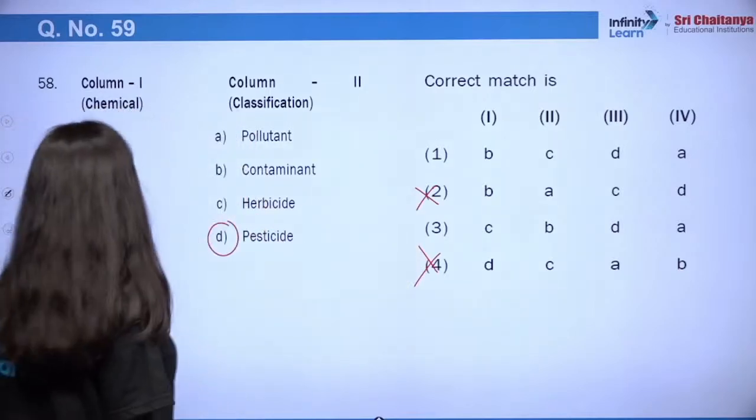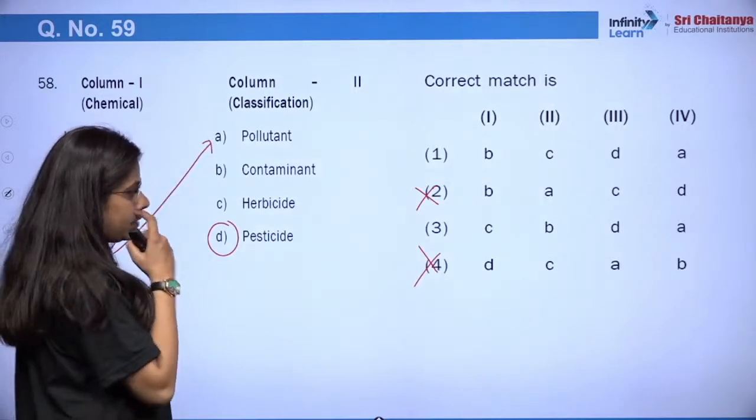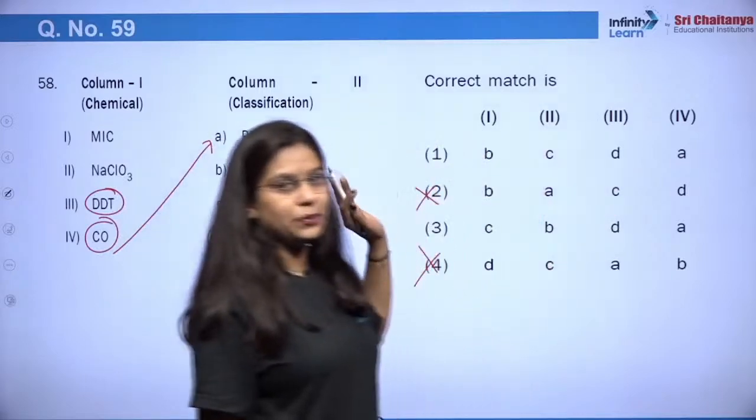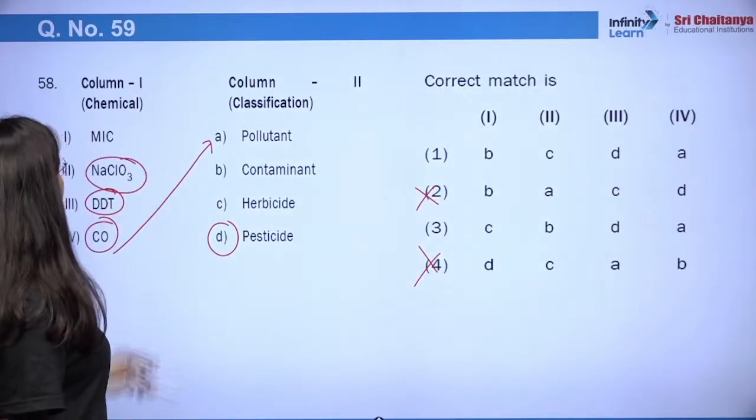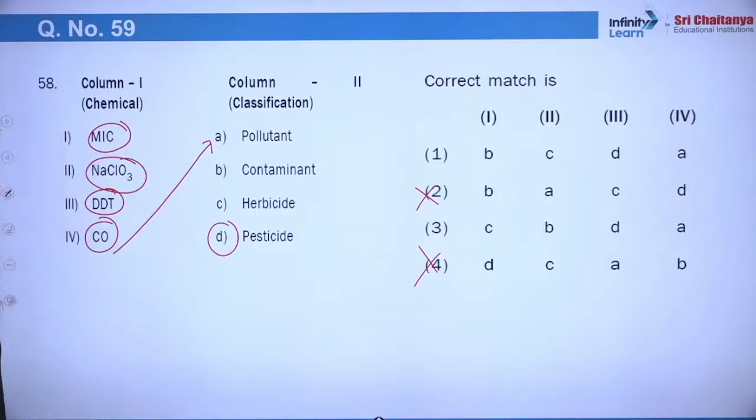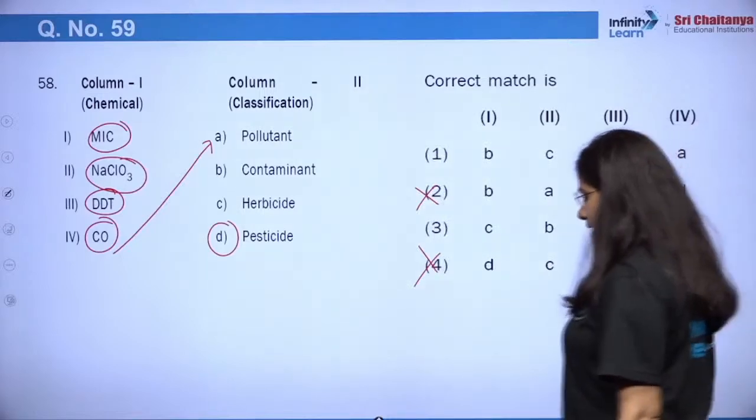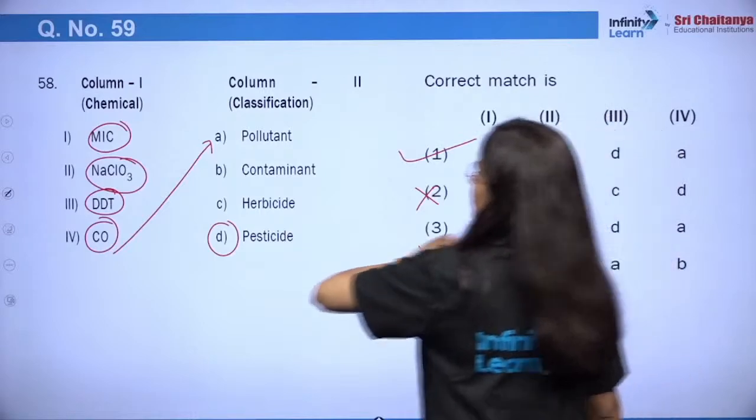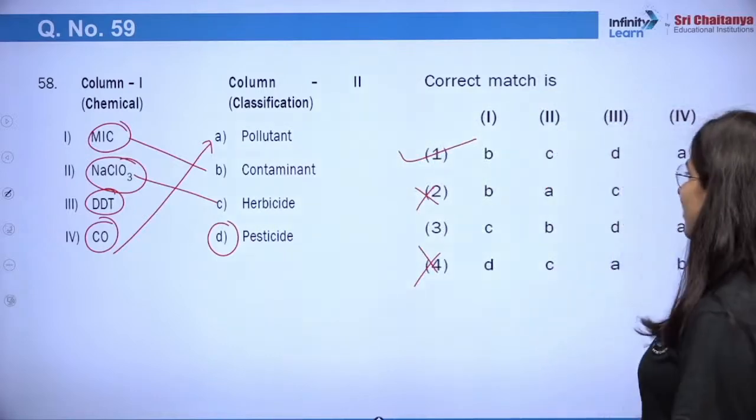Now let's talk about CO. CO is a pollutant, right? So for 4, it has to be A. In both options there is A, so we can't eliminate any options. Next, when I come to NaClO3 or MIC, what is MIC? Methyl isocyanate. It is a contaminant. So the answer has to be 1. This is a contaminant and NaClO3 is a herbicide. So my answer is option number 1.